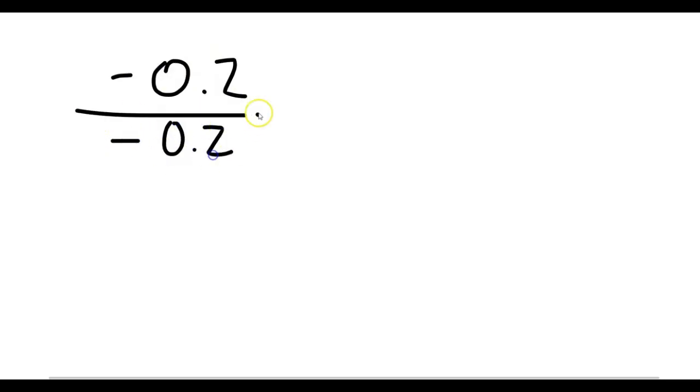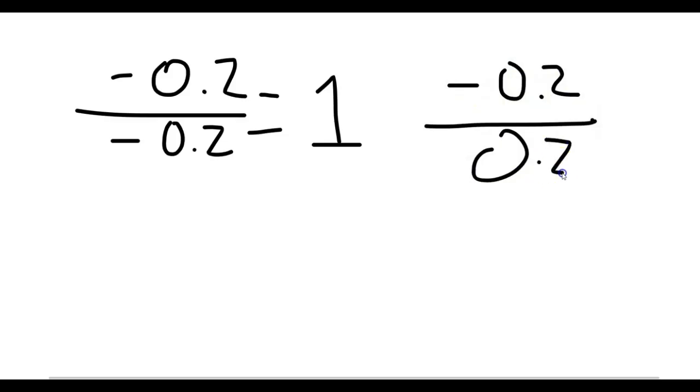And we can do division as well. So -0.2 over -0.2, it's just 1, positive 1. But if it was -0.2 over 0.2, it would be -1.